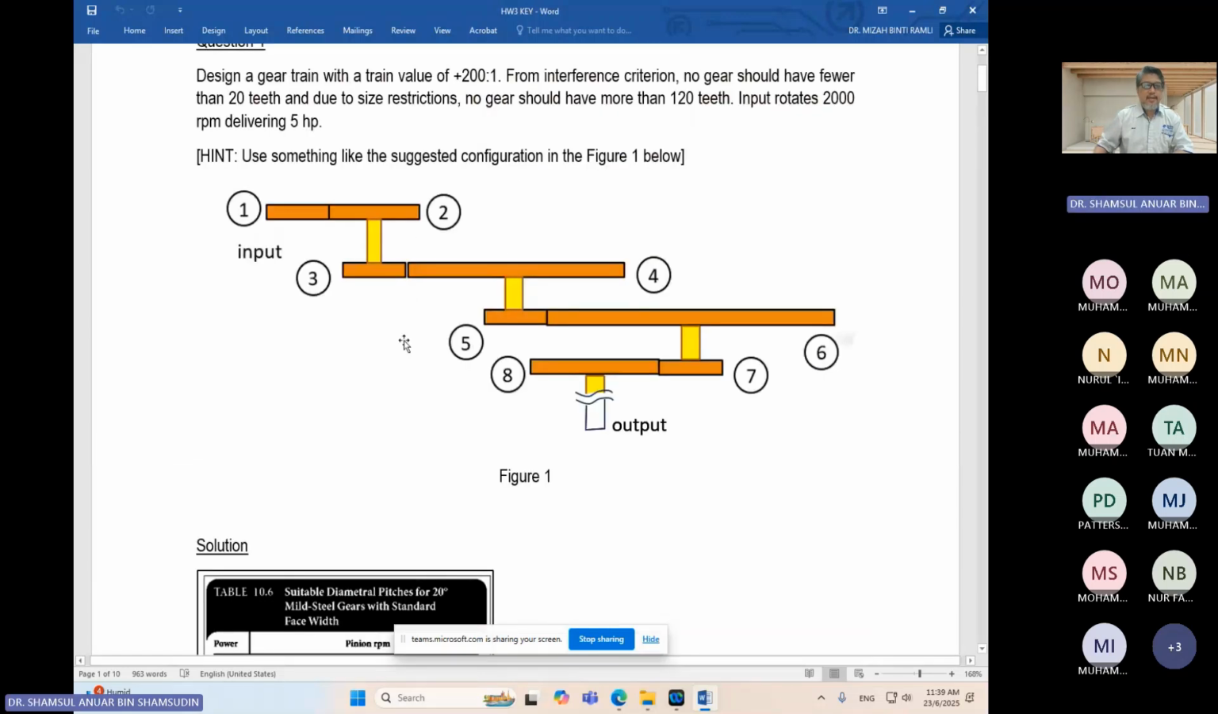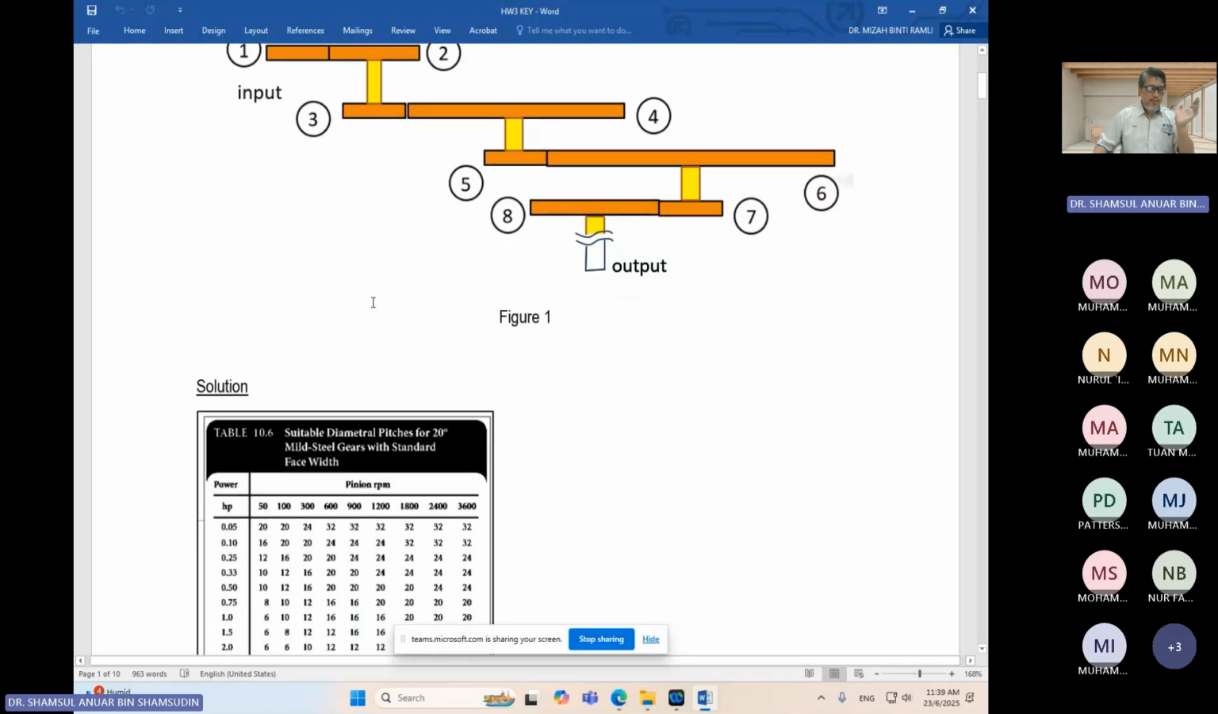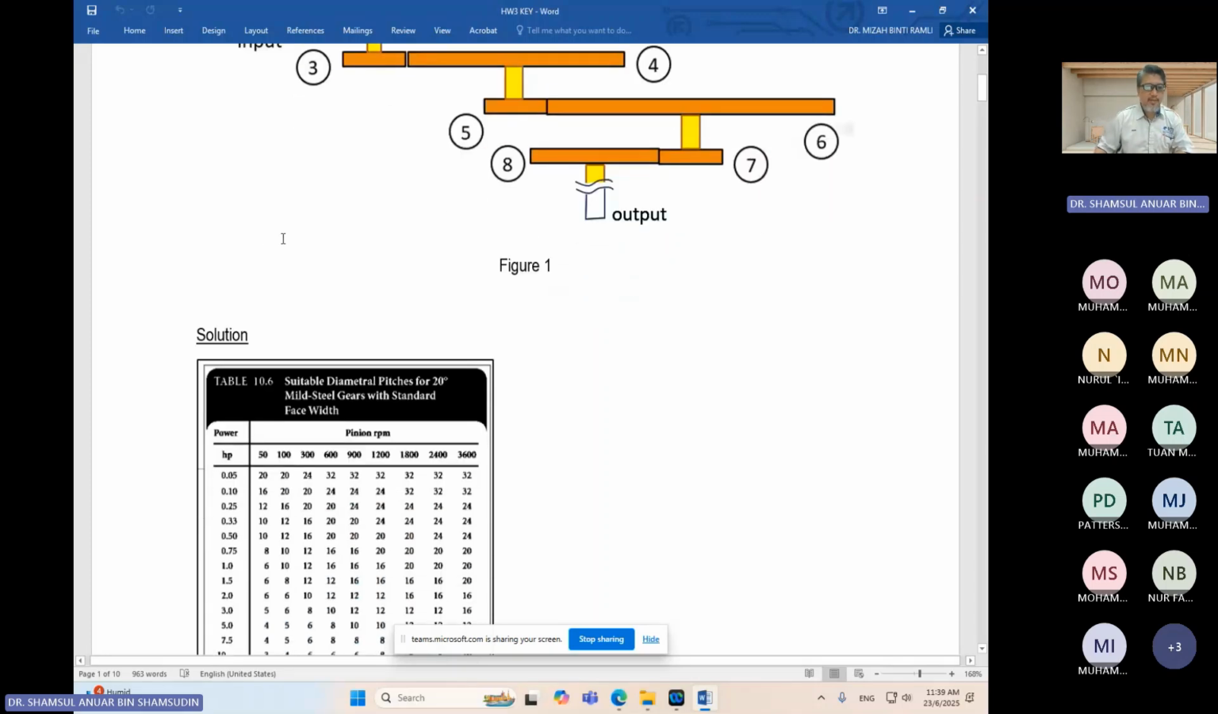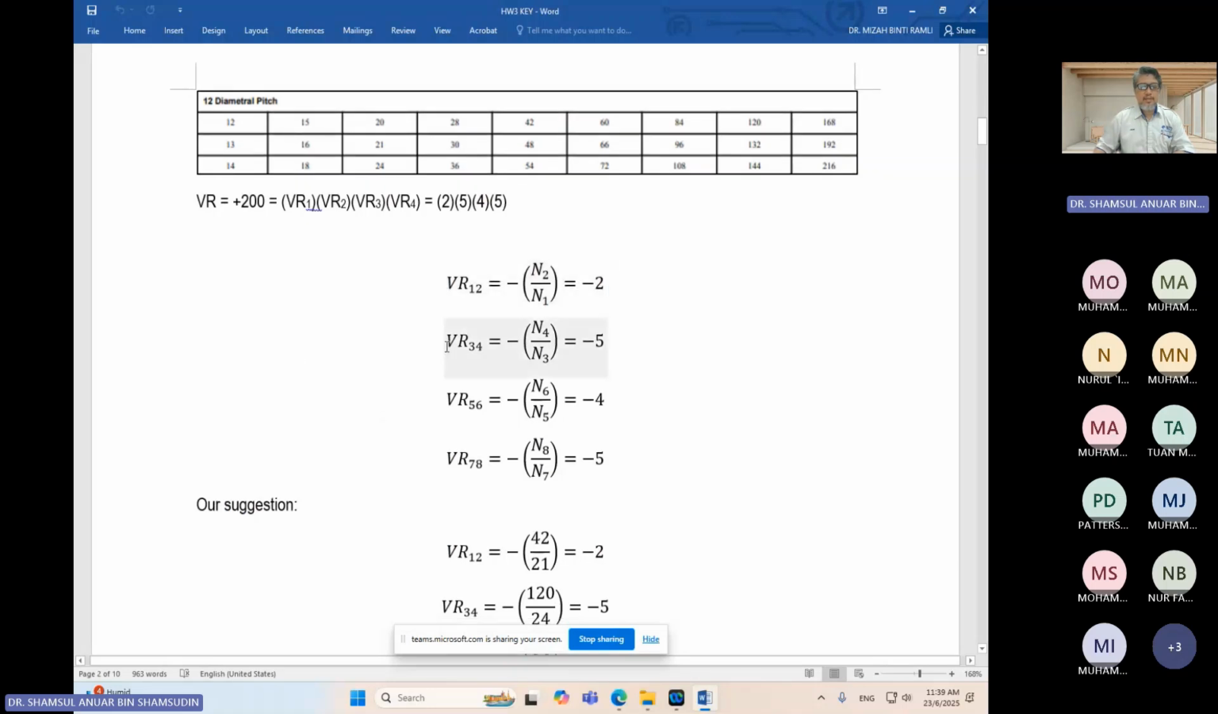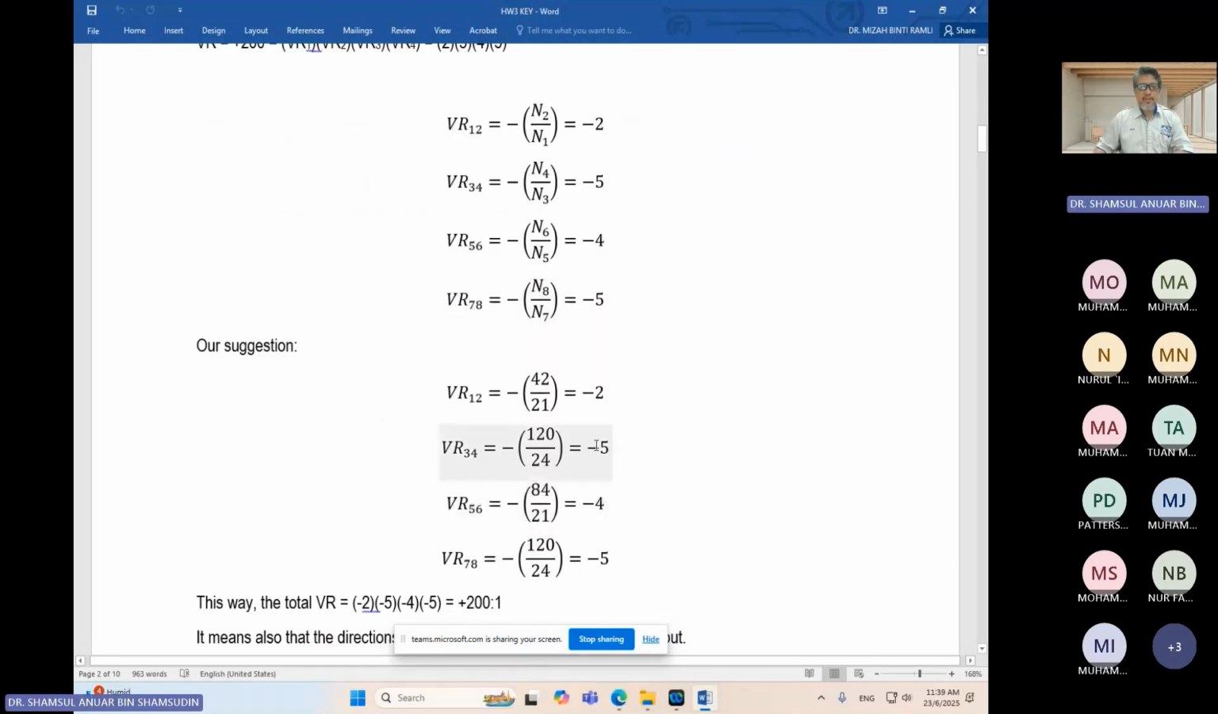So here, between 1 and 2 can have the same PD of 12, but because 2 and 3 are not touching, they only share the same shaft, 3 can have a different PD. Okay, if you want. If not, what? If you don't want to trouble yourself, say I'm going to use the same PD as gear number 1. That is fine also. So in this solution, I choose the same PD.